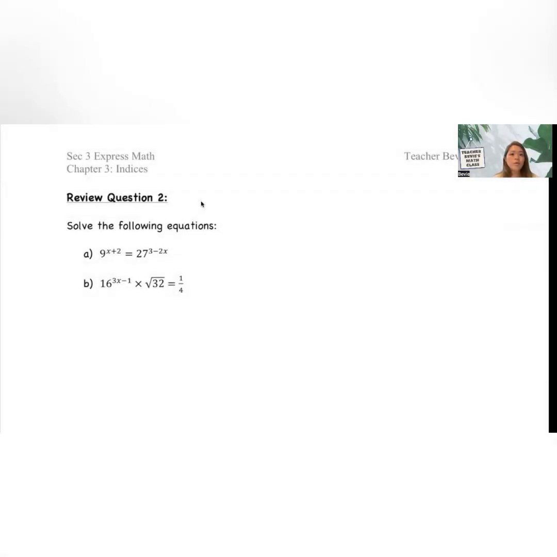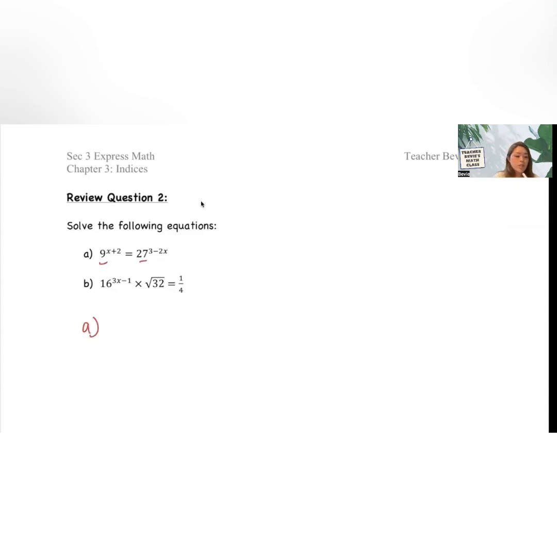Review question 2. Solve the following equations. So likewise in question 1, to solve indices, I have to make sure that both sides, I try to make the base the same so that I can compare their powers and solve from there. So for part A, 9 to the power of x plus 2 equals 27 to the power of 3 minus 2x. So for the base of 9 and 27, what is the common base over here?